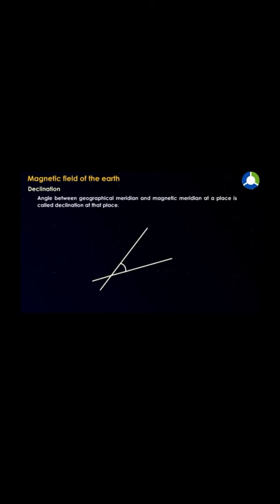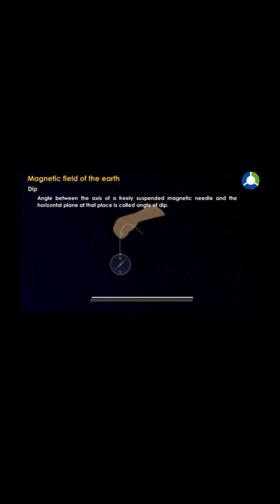Declination. The angle between geographical meridian and magnetic meridian at a place is called declination at that place. Dip. The angle between the axis of a freely suspended magnetic needle and the horizontal plane at that place is called angle of dip.